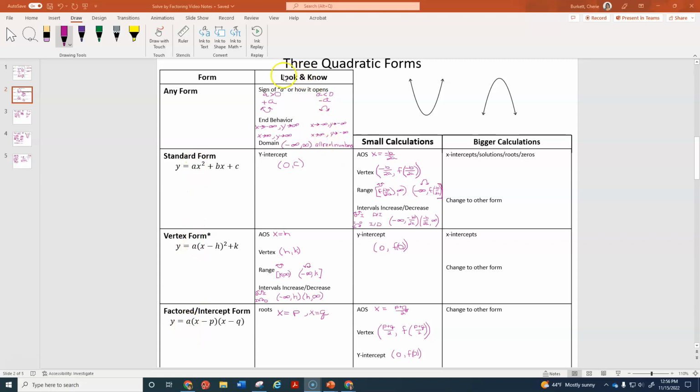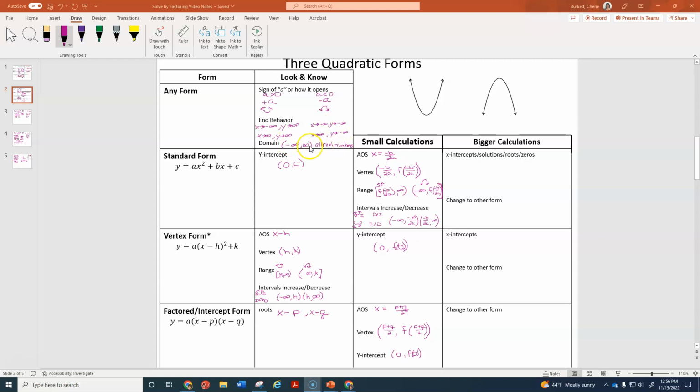So that's why it doesn't matter what form, you should be able to look at the form and tell me the sign of A. If you know the sign of A, then you're going to know whether it's opening up or opening down. And then if you know that, then you can describe the end behavior. And this end behavior that I have right here, on the left it's going up and on the right it's going up. That's describing those that are opening up. This end behavior right here is describing the ones that are opening down. On the left it's going down and on the right it's going down.